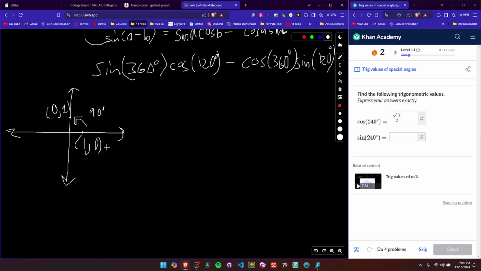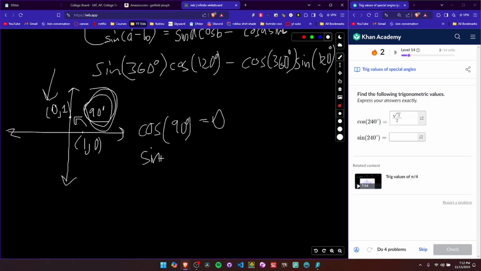From here, you can notice it's a given fact that if you apply cosine of 90 degrees, you will get the x value of the image of the rotation. The image of the rotation is 0, 1. The pre-image is 1, 0. Cosine of this angle of rotation gives you the x value of the image, so it's 0. And sine of 90 degrees gives you the y value of the image, so that's 1.